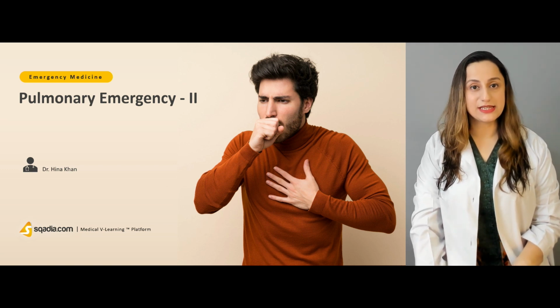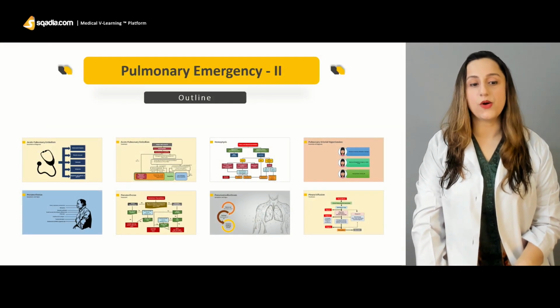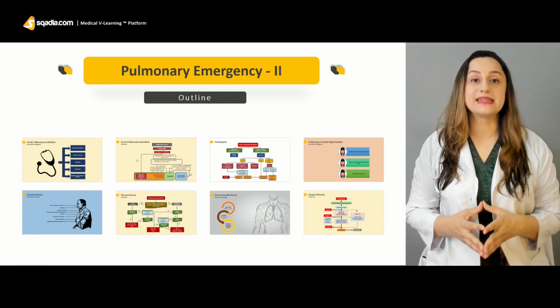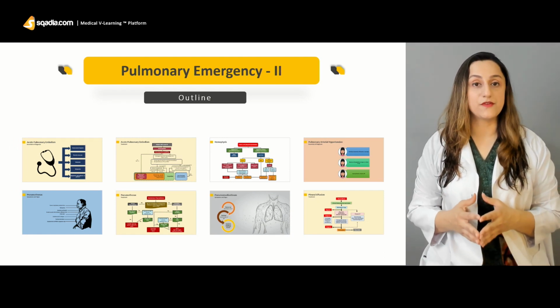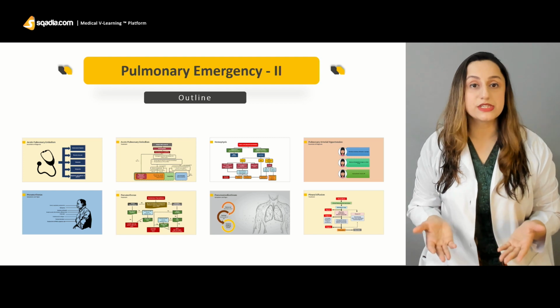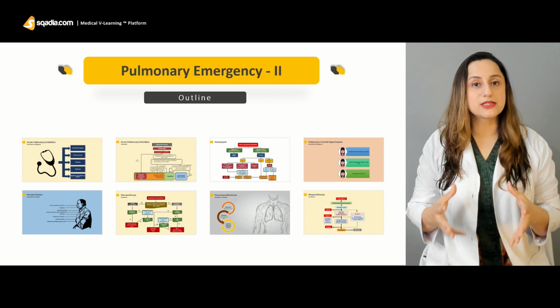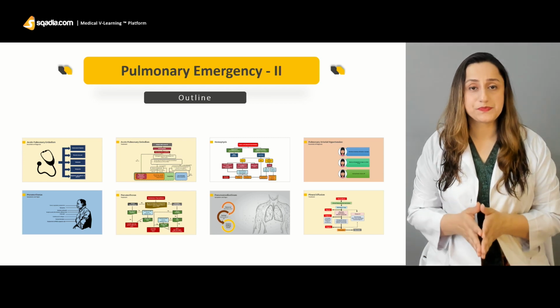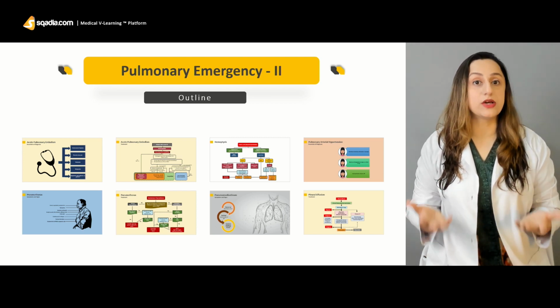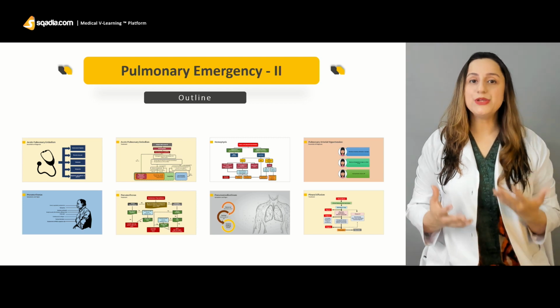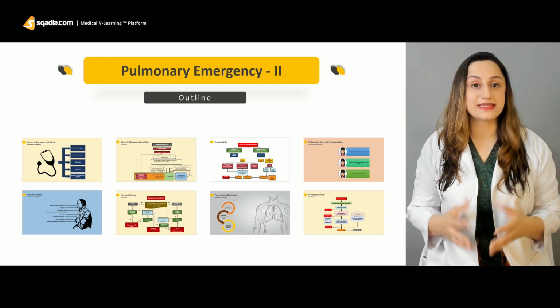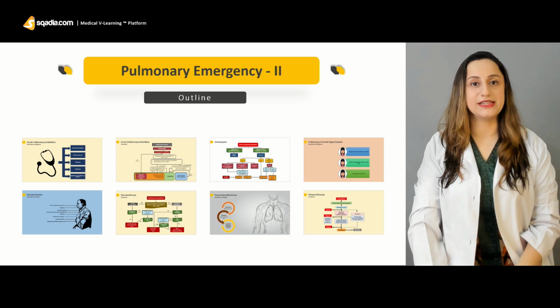Now, in this particular lecture, we'll be focusing on some of the other miscellaneous conditions. For instance, we have the pulmonary arterial hypertension, as well as we'd be going through the details of pulmonary embolism. How does it occur? What are the causative factors? And how do you treat these patients? That would be discussed in detail over here in this particular lecture.